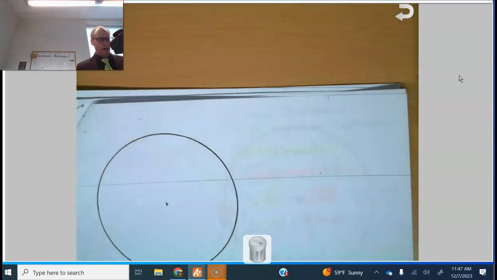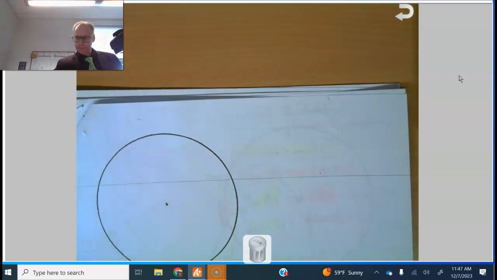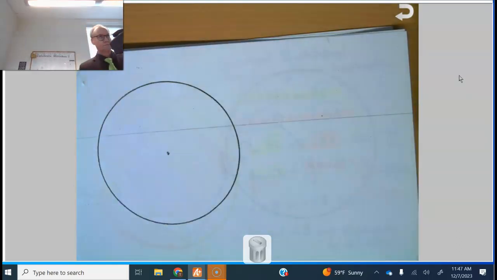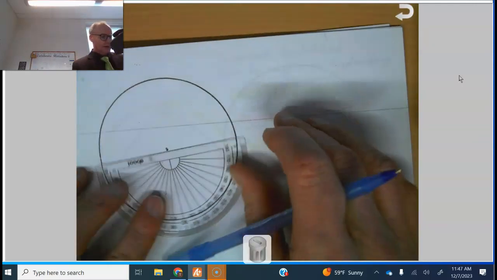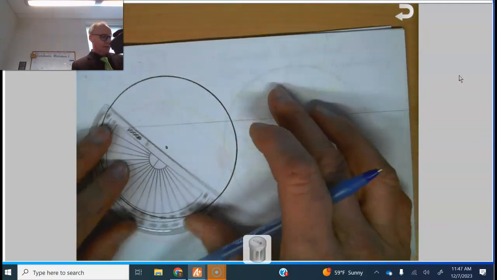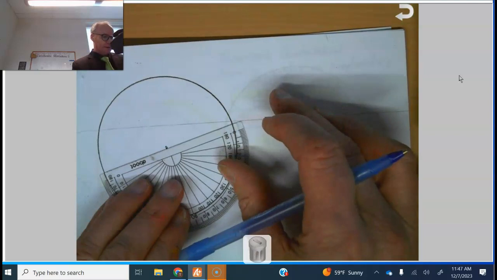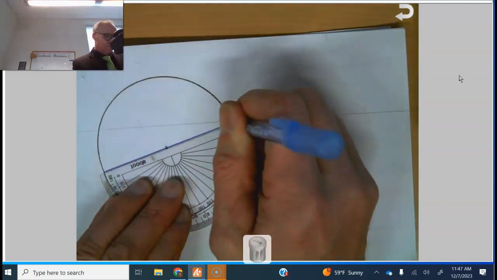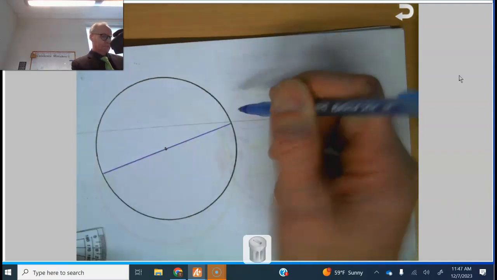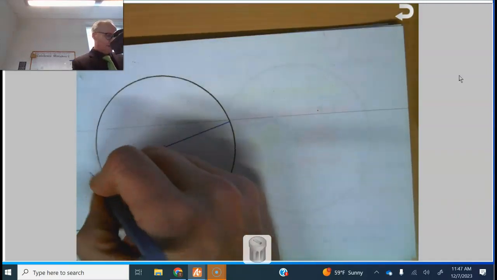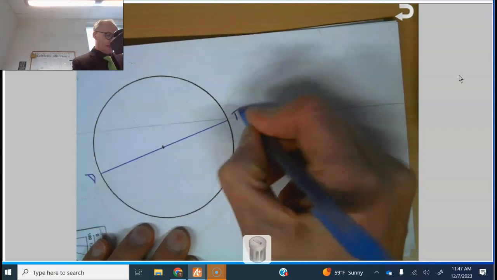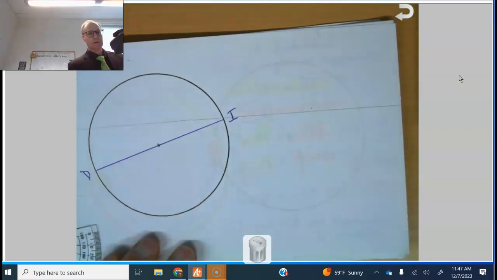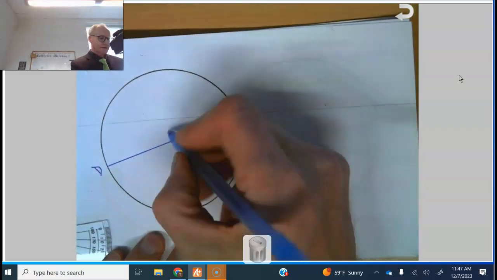Any diameter at all, it's going to go through the center. You can put it here or here. It can go anywhere. Any diameter. And I'll call it DI for diameter. I think I'll call this A.